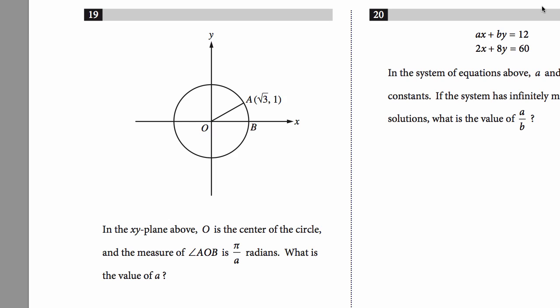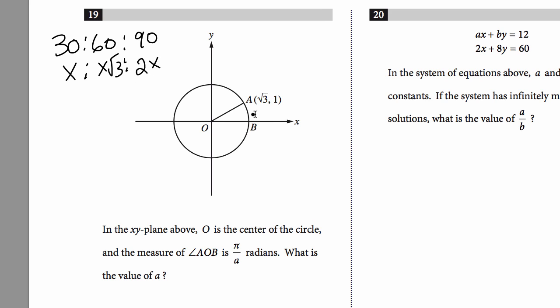All right, number 19, and this one says the XY plane above, O is the center of the circle, and the measure of angle AOB is pi over A radians. What is the value of A? Well, there's probably a couple of ways to do this, but the way that I kind of got to it was that on the old SAT, and especially on this SAT, it pays to know the 30, 60, 90 triangle, right? And those legs are in the ratio of x, x root 3, 2x.